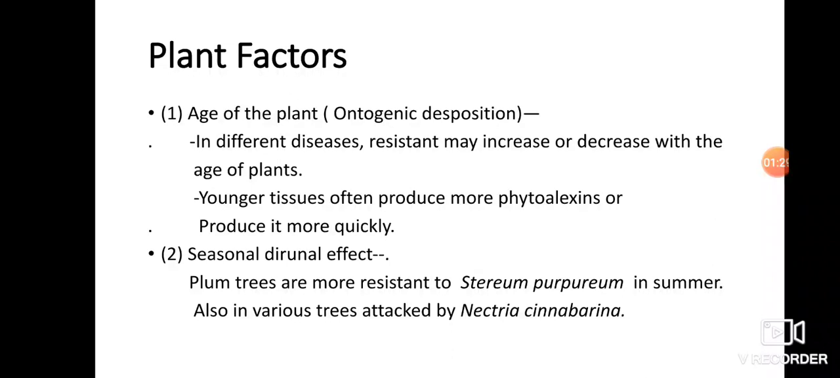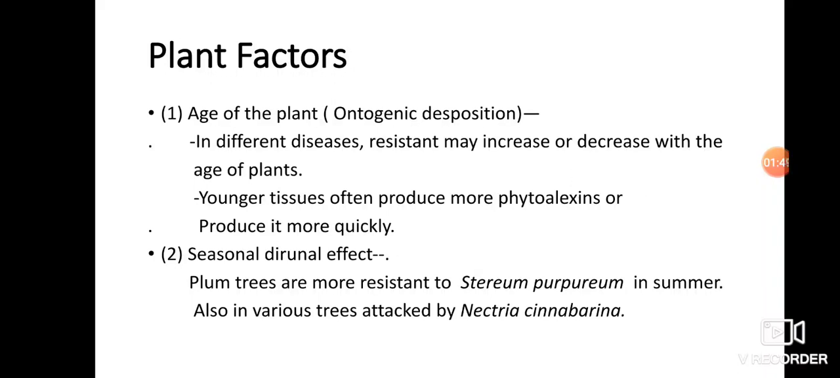Younger tissues often produce more phytoalexins or produce them more quickly, or may lack many substances essential for the growth of the pathogen. Second plant factor is seasonal diurnal effect.